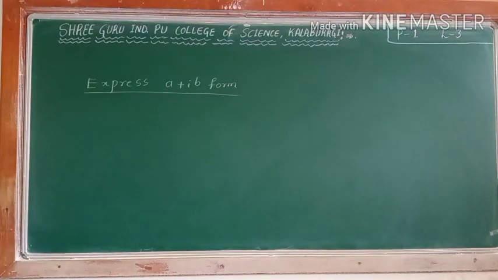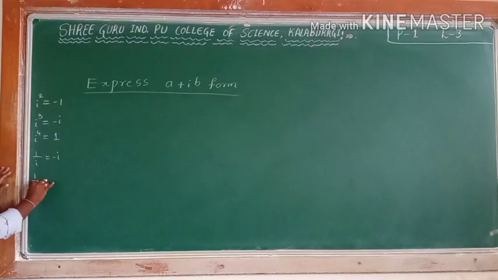Keep these points in your mind here. i square value is minus 1, i cube value is minus i, i power 4 is 1. And 1 by i is equal to what? Minus i. 1 by minus i is equal to what? Plus i.